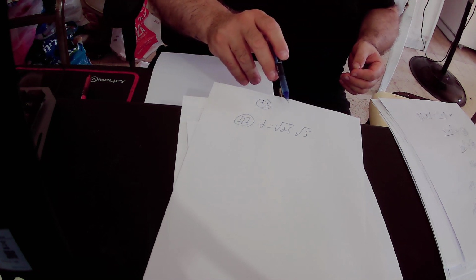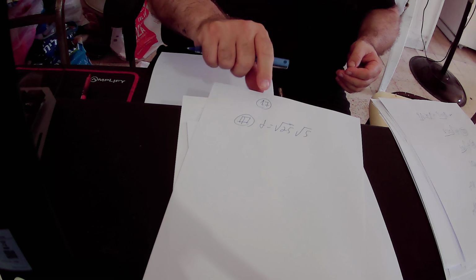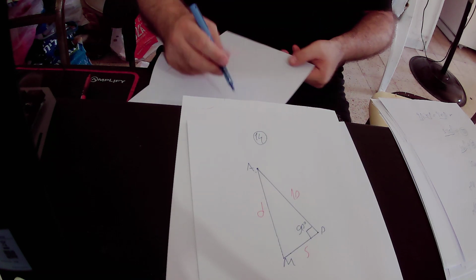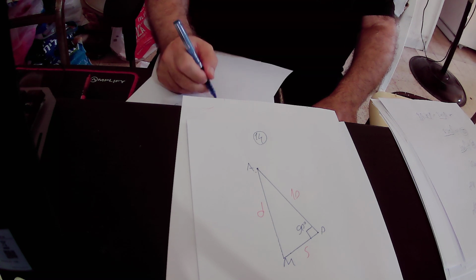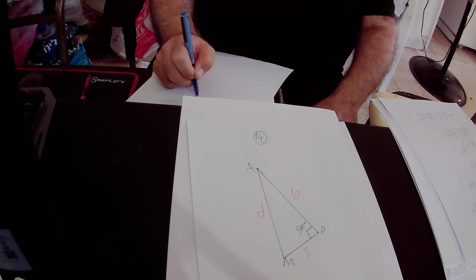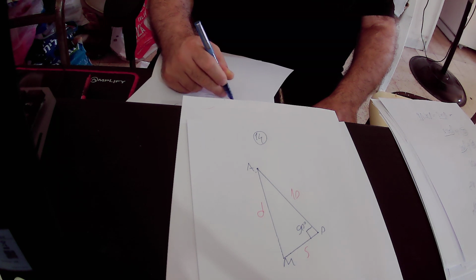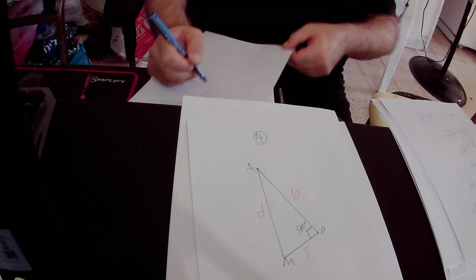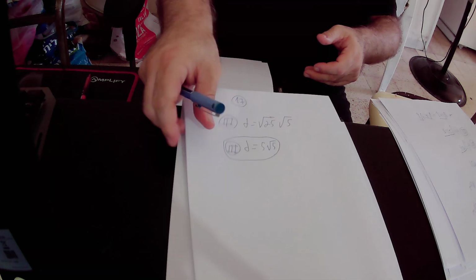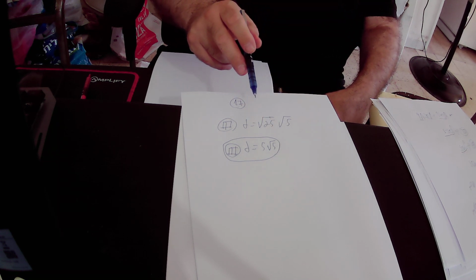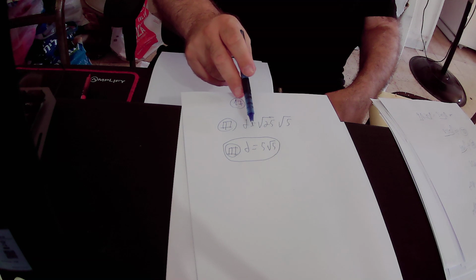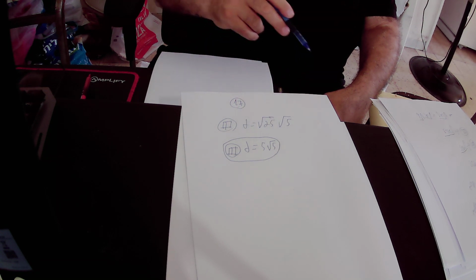The root of 25 is 5, so I write it down. So the root of 25 is 5. We got that d, the diameter of the circle, equals 5 times root 5.